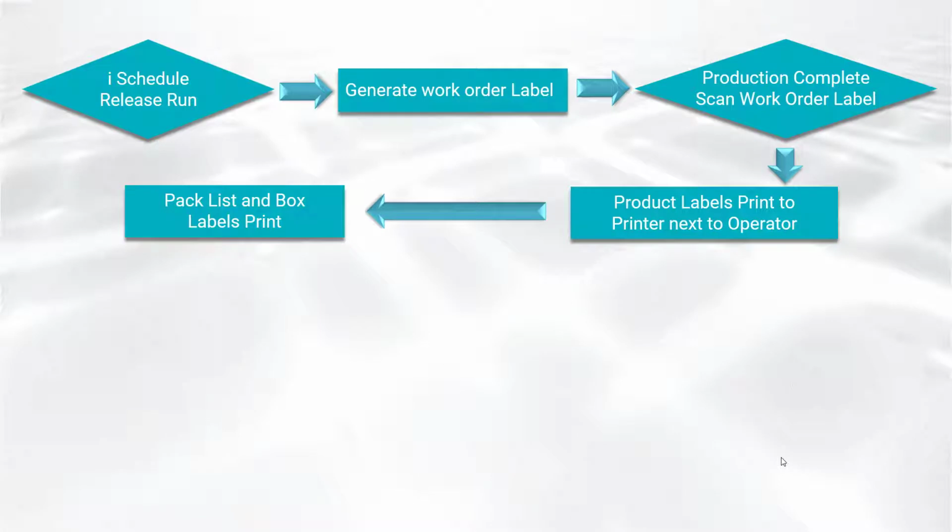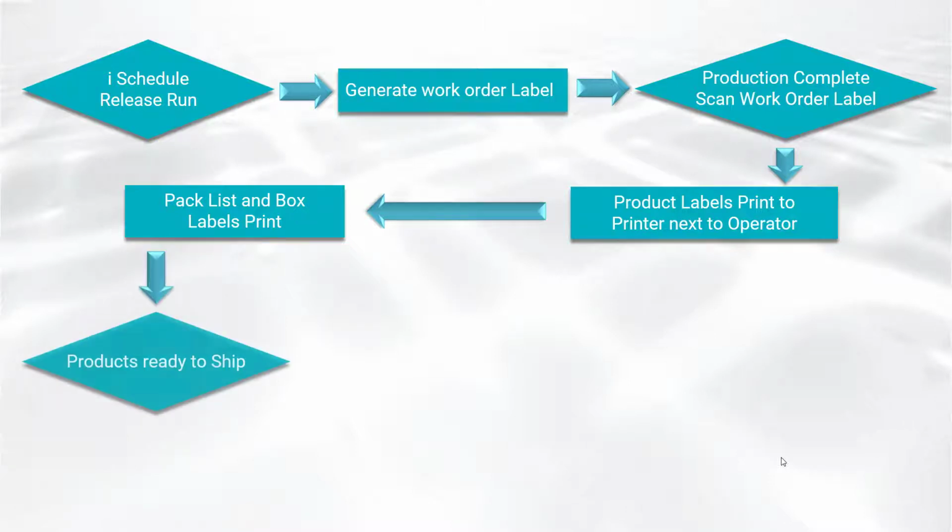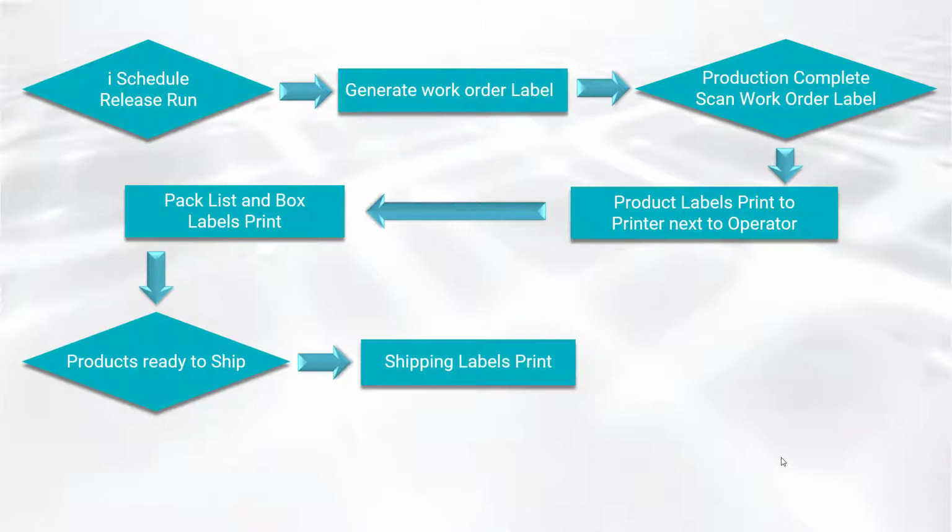Once those product labels are printed, you can generate a pack list and then start to generate your box labels. And again, those print exactly where you need them to print. And when those products are ready to ship, you can have your shipping labels automatically print. And again, those can print exactly where you want them to print. So it makes the process very efficient.